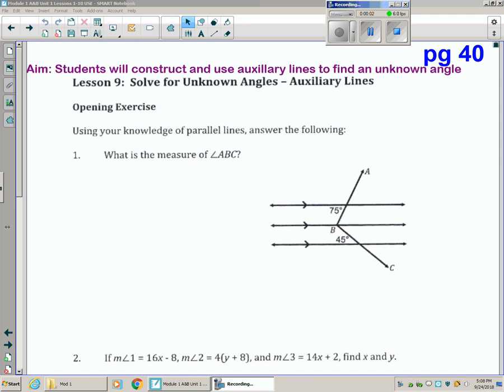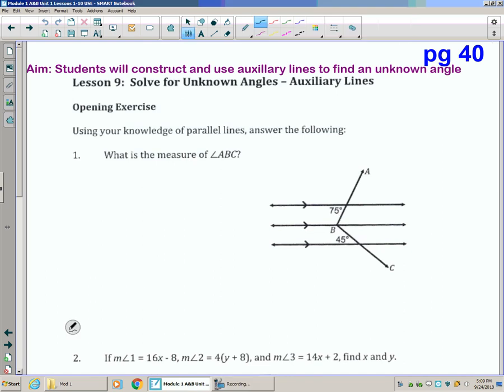This is lesson 9 in mod 1. This is the first unit, so what we're going to do today is use auxiliary lines and the lesson from yesterday in order to find the value of an unknown angle. So I suggest you use some colors in order for us to continue with the lesson.